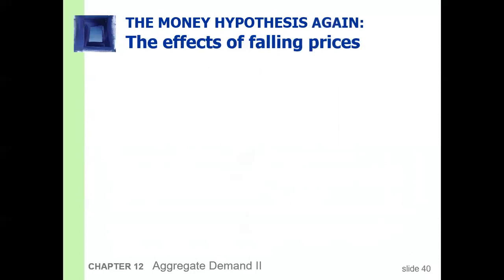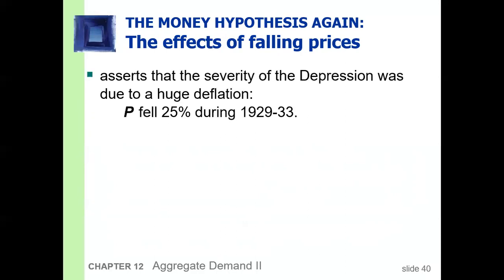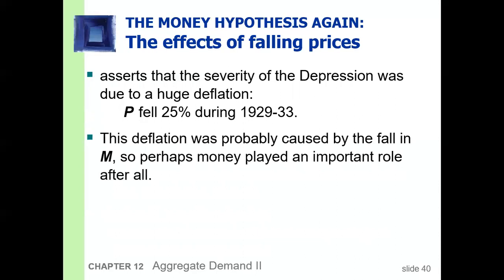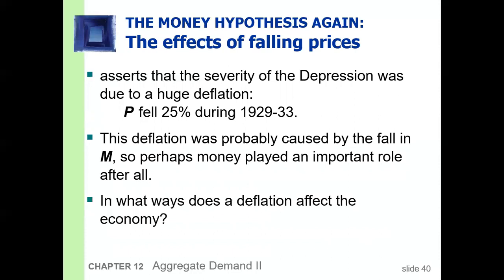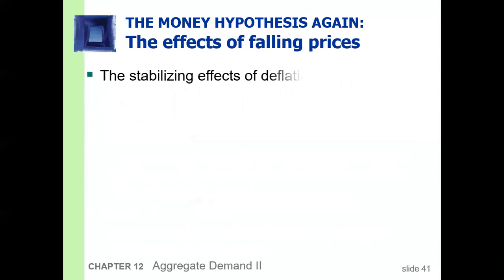So the money hypothesis, again: the effects of falling prices. It asserts that the severity of the depression was due to a huge deflation, as prices fell by 25% during these years. This deflation was probably caused by the fall in the money supply. So perhaps money played an important role after all. But in what ways does a deflation affect the economy?